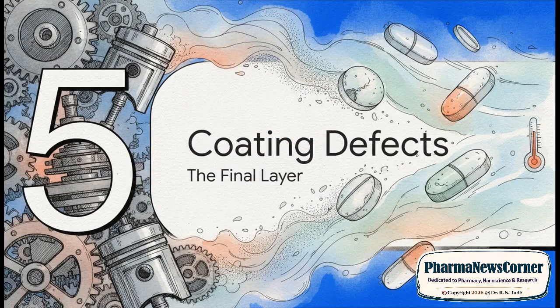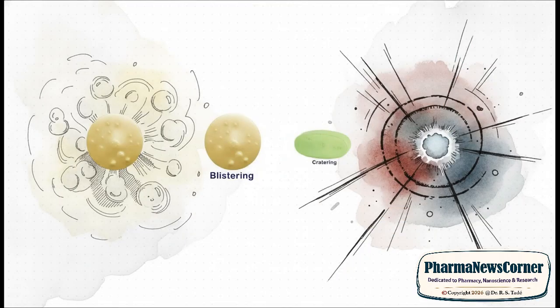Section 5. Tablet Coating Defects. The final layer. All right, we've left the heavy compression machinery behind, and now we're entering the highly sensitive, rapid-fire world of film coating. First, we have blistering, which looks exactly like what it sounds like, a local detachment of the coating that forms these raised blisters.